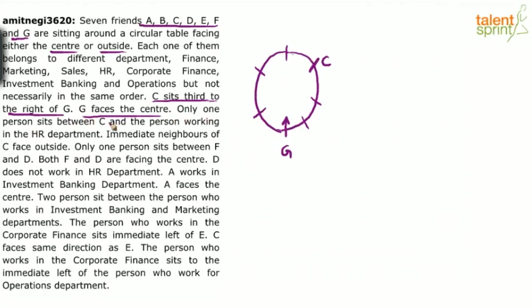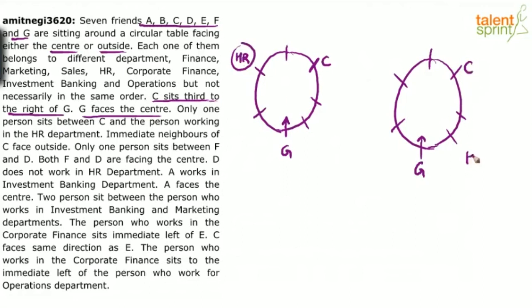Only one person sits between C and the person working in the HR department. Now C is already marked. So HR can come here, with one person between C and HR, or HR can come here. So let us take the other possibility as well. There are two possibilities. This is G, C has come here. Now only one person between C and HR, so C dash HR here, or C dash HR on the other side.